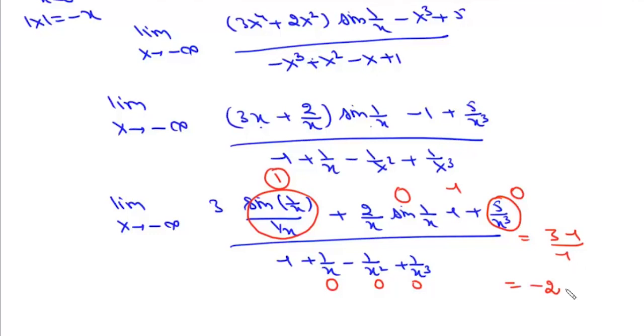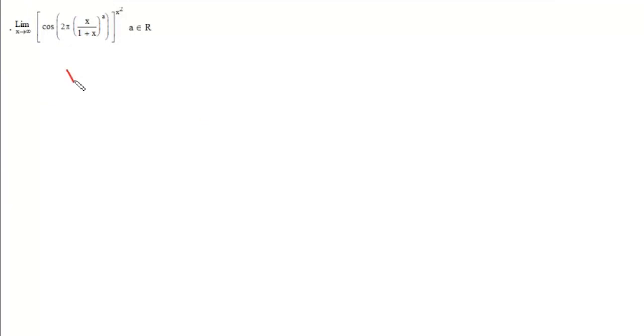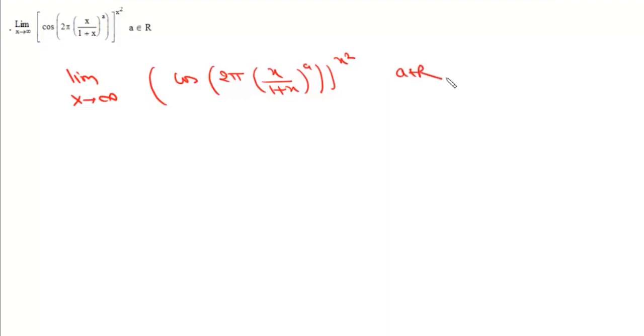So the answer to this limit is minus 2. Now here the question is, we need to find this limit: x tends to infinity, cos 2 pi x upon 1 plus x, whole to the power a, whole to the power x square, if a belongs to R.